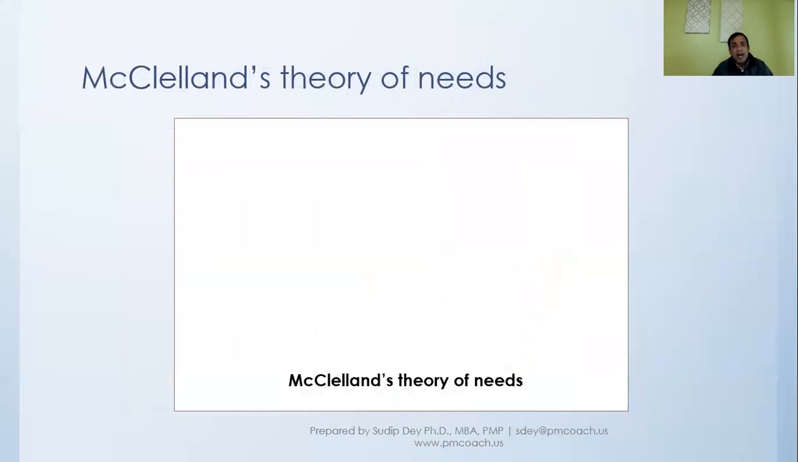Then there is McClelland's theory of needs. McClelland's theory of needs says that the needs that we have are acquired over time. Over years, over a long time, it is acquired, and the way it gets acquired is by the experiences that we have gone through. It is shaped by experience. And there are three primary categories of such needs.